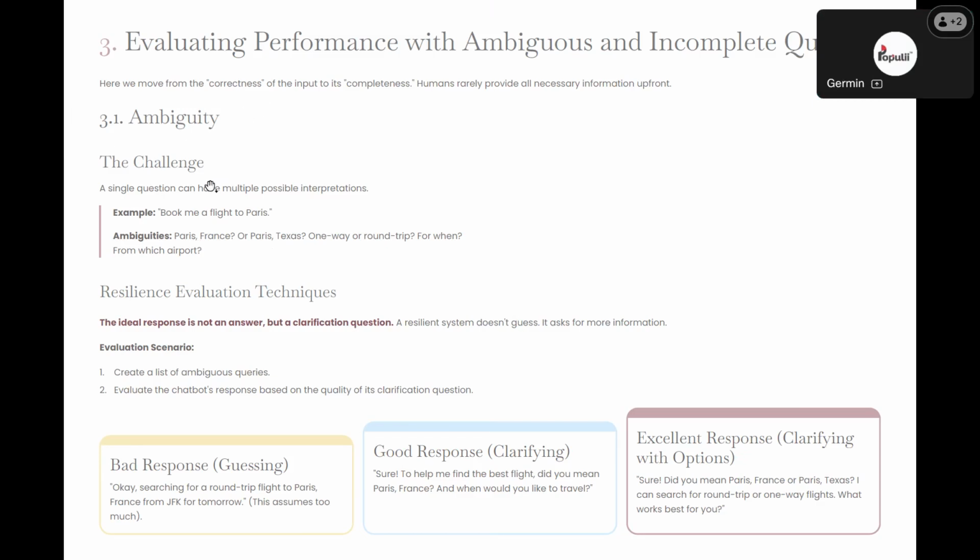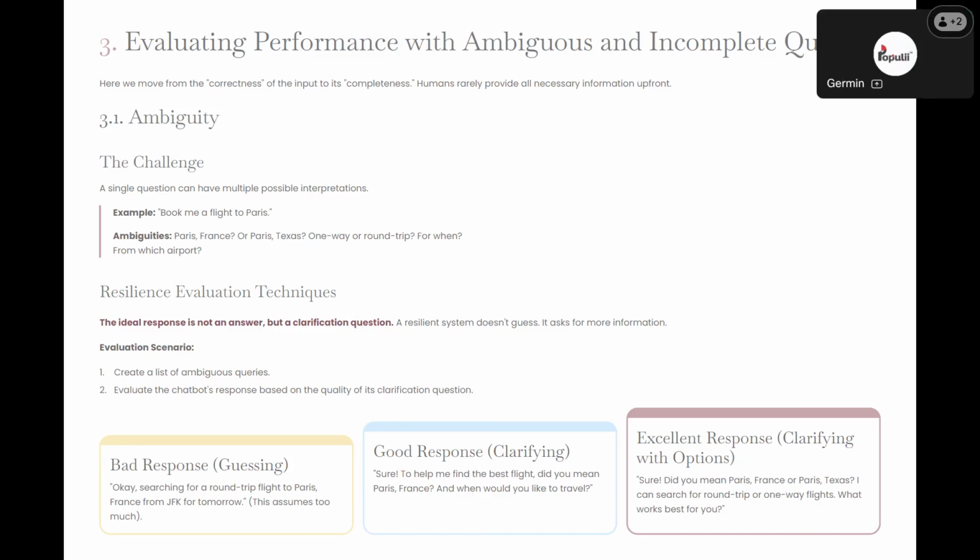So, ambiguity. The challenge here is that a single question can have multiple interpretations, and that's where the trouble begins. Let's take a simple example. If the user says, "Book me a flight to Paris," it sounds clear, but if we think about it, this question is full of ambiguities. Do we mean Paris, France, or Paris, Texas? Is it one way or round trip? When should the flight be booked? And from which airport? So a chatbot that tries to guess these details will most likely make a mistake.